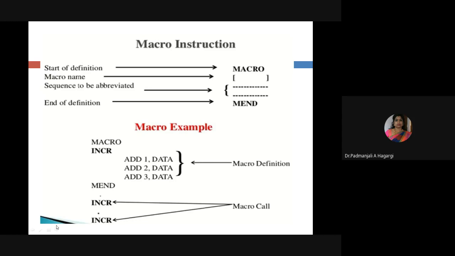In the same way, assume that this macro is to be defined in this way. Three additions are performed: add 1 with data, add 2 with data, and add 3 with data. This is nothing but a definition of a macro. And assume that here the dots are again a set of lines or codes of the assembly program, and here also codes of the assembly program. Now if you observe in between, the name of the macro is being called here.